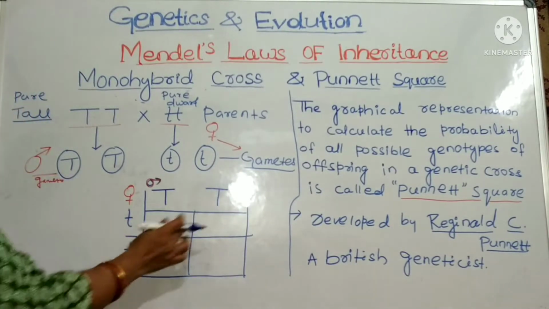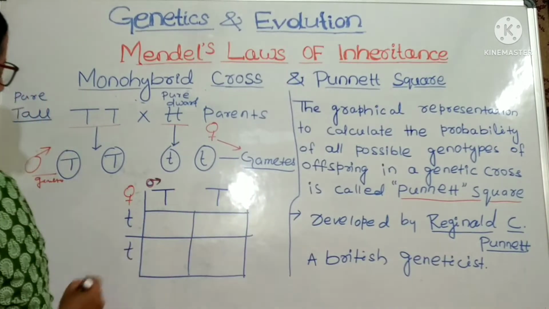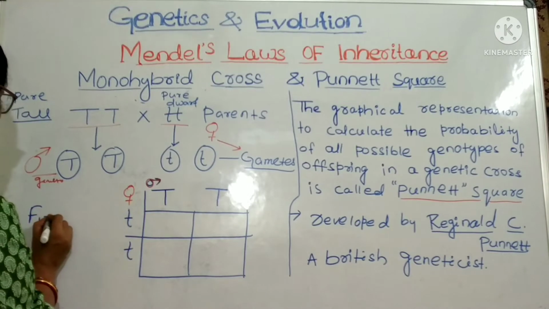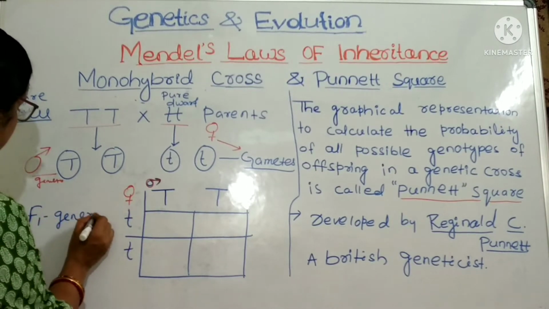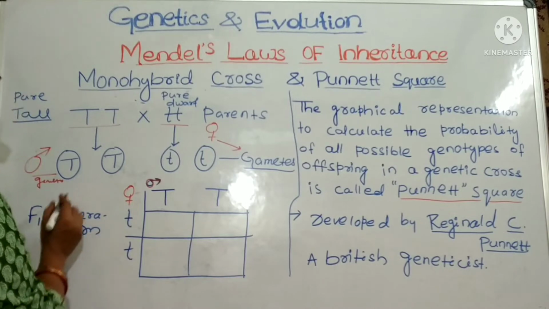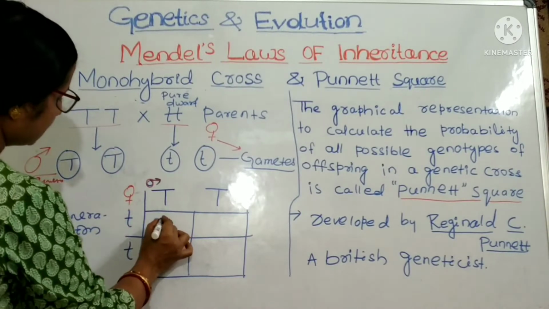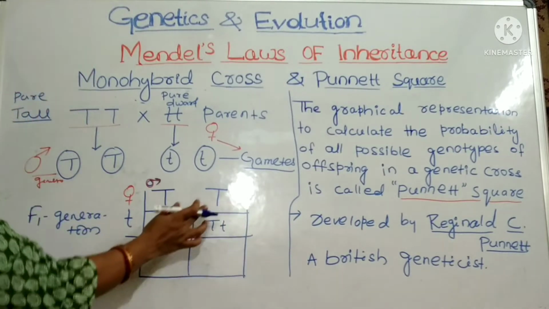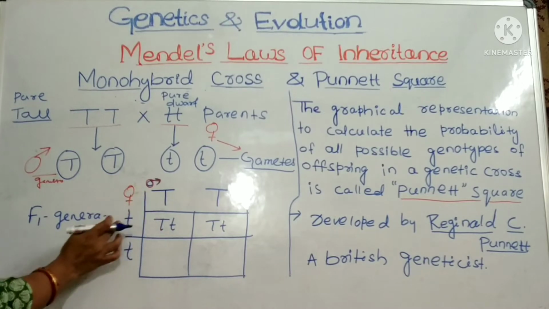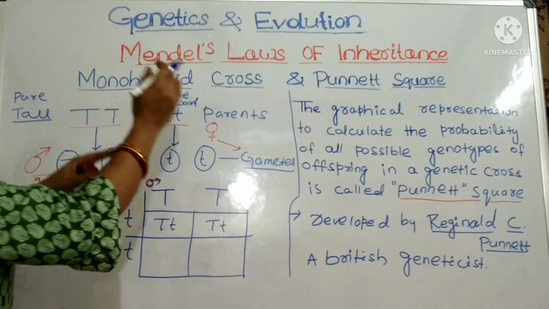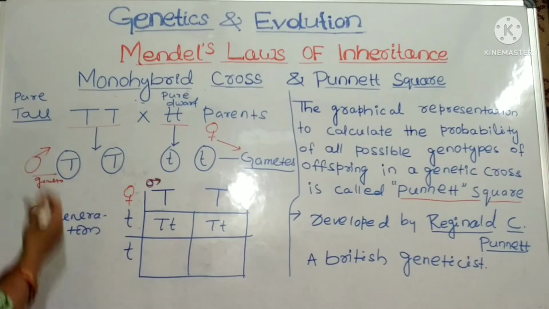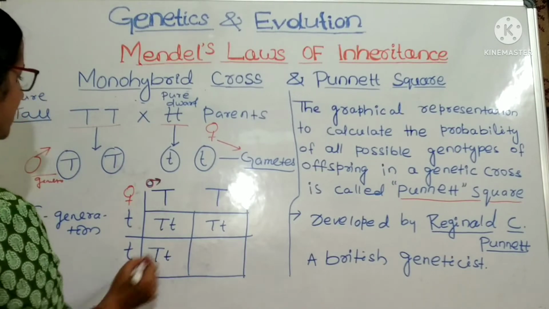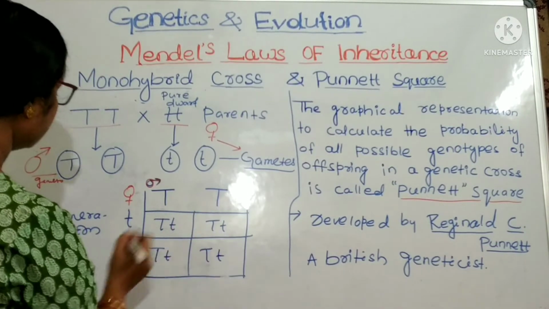Okay, here this is very easy. We can combine the gametes to get the F1 generation. Capital T, small t, and here capital T, here small t. One gamete from the upper side and one gamete from the left side. Here capital T and small t, and capital T, small t.